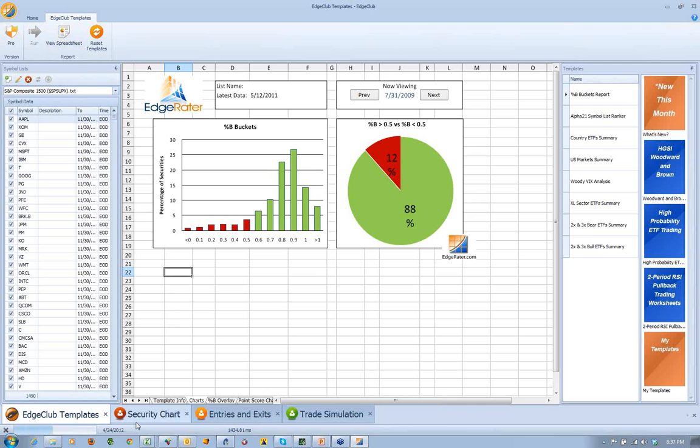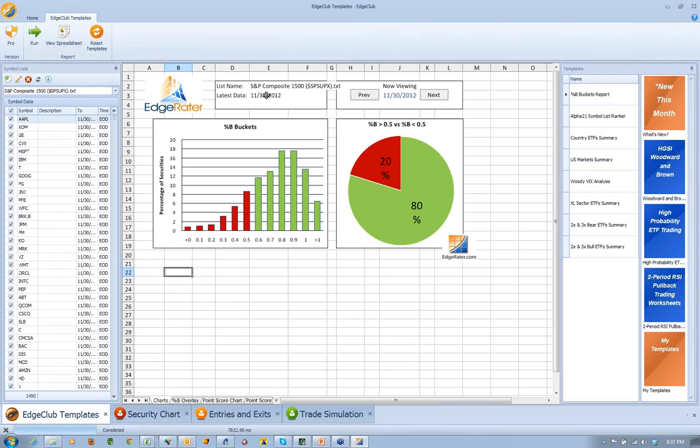And so I will run this on a nightly basis, and I'll get an idea. Here we go. Here it is, 11/30/2012. It looks just like the one from earlier, which is why I didn't notice it. And you could see that 80% of the stocks in the S&P 1500 were trading above that middle band.